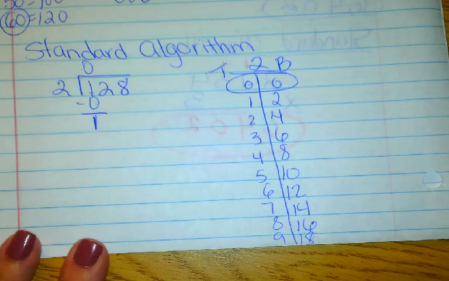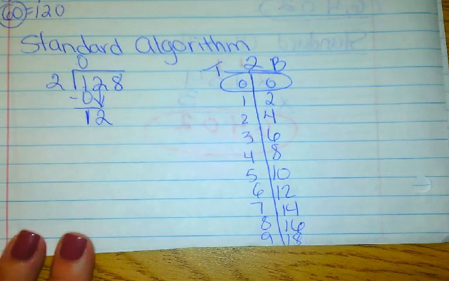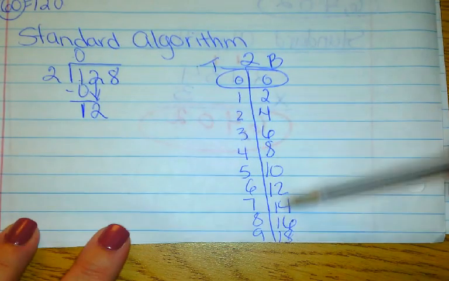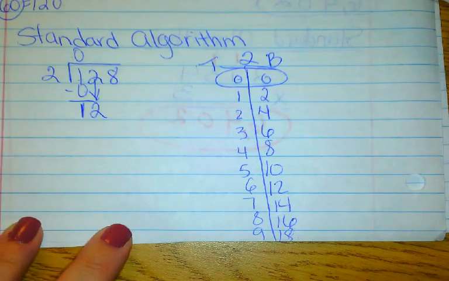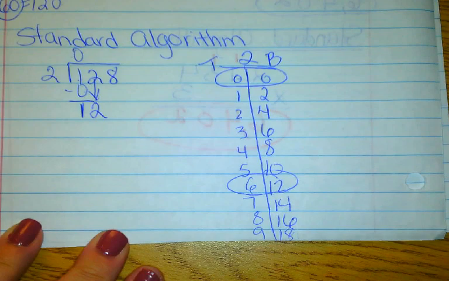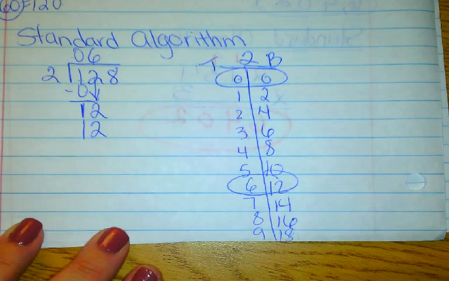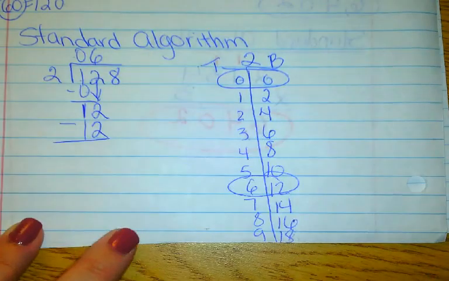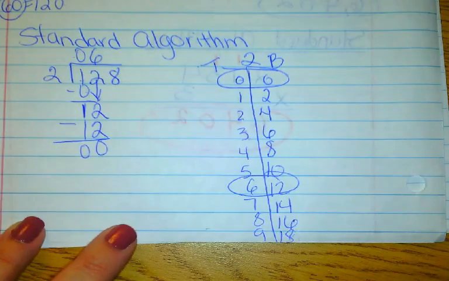Then we bring down my 2, and now I have what? 12. So you're looking for 12 or less on your bottom column. 6. So what goes on the top and what goes at the bottom? Up is 6, on the bottom is 12. Very good. Now we subtract. 12 minus 12. 0. What do I do next? Then bring down. Very good, Lindsay.